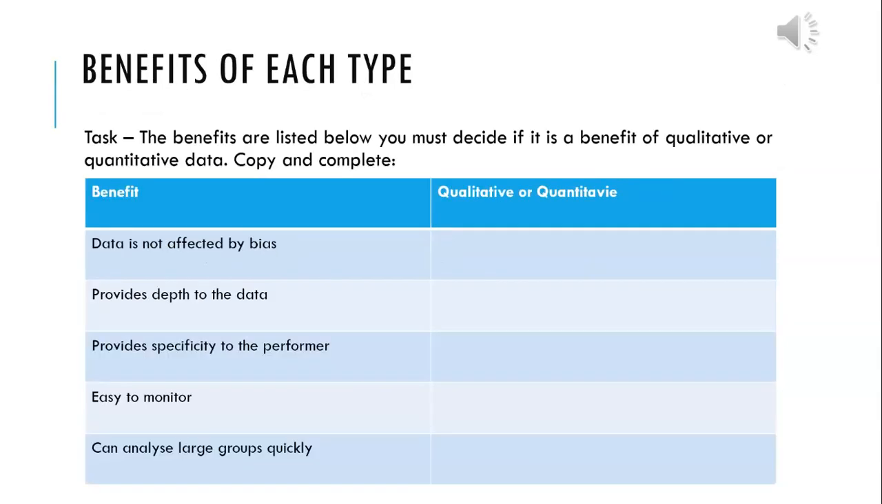And here is the next task for you. I'd like you to decide what benefits of each type there are for qualitative and quantitative. So some of these benefits are only for quantitative data and some of these benefits are only for qualitative data. So I want you to write qualitative or quantitative on the right hand column there. So have a look through those and decide whether you think, for example, data is not affected by bias. Is that quantitative or qualitative data? And do the same for the rest. Pause the video here.